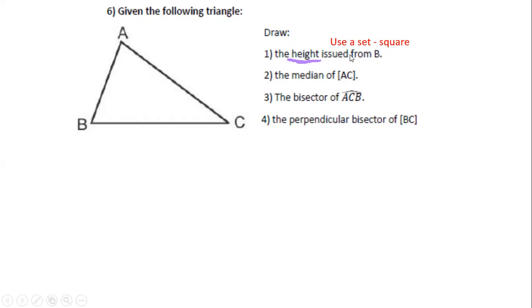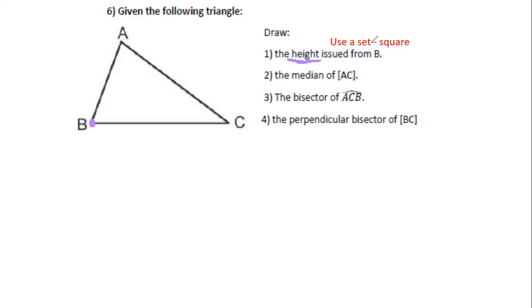Here, he told me he wants the height issued from B. Of course, B is a vertex. So I should be drawing the height coming out from B. So I know the vertex. Since I know the vertex, I should ask, who is the opposite side to B? Yes, Huda? AC. AC is the opposite side.